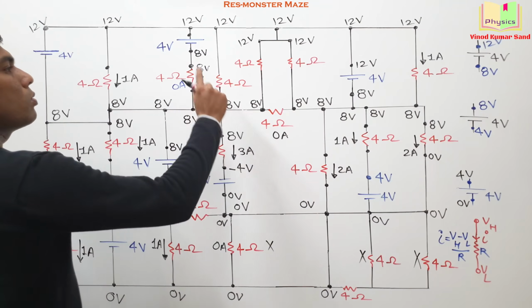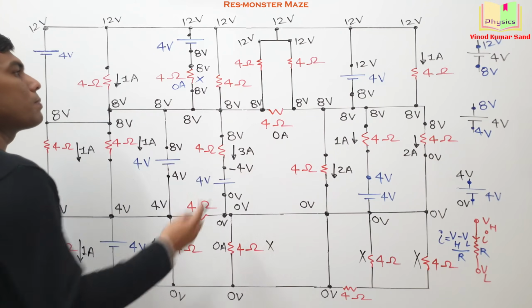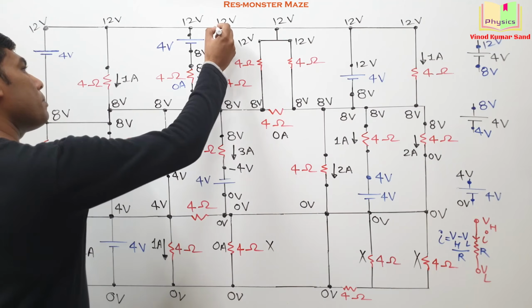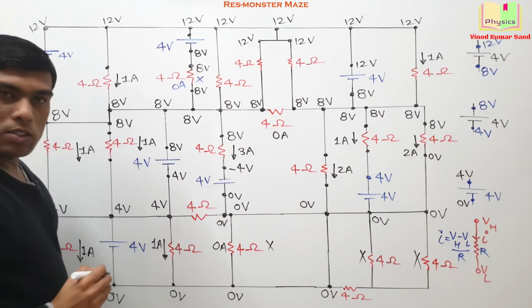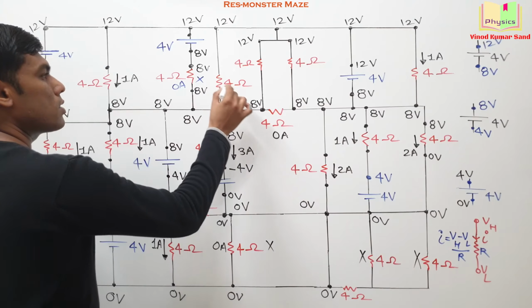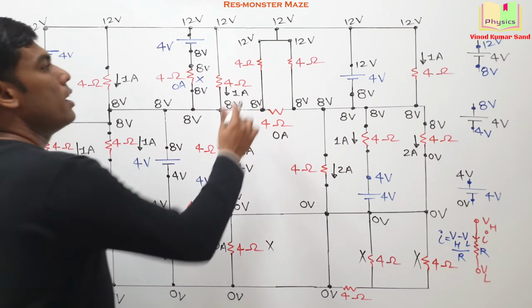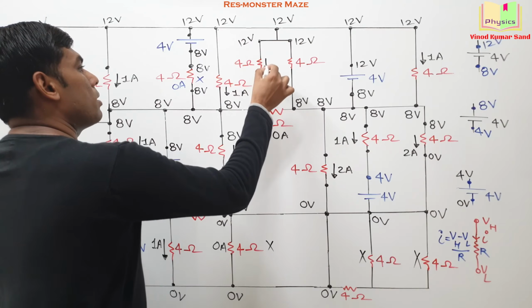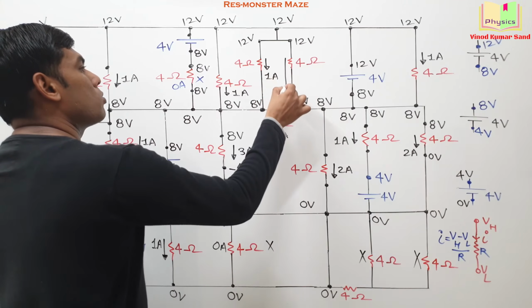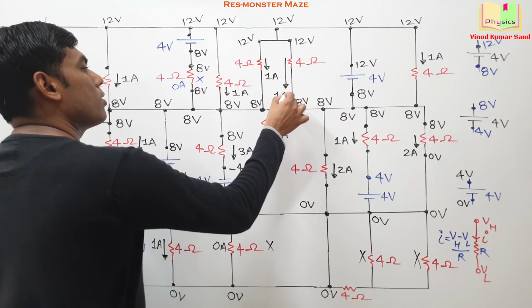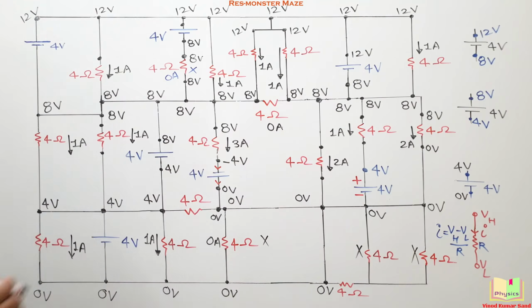Fine. Now looking for this resistance. Here the high potential is 12 volt, low potential is 8 volt. So current through this resistor will be actually 1 ampere. Current through this resistor will be 1 ampere. Current through this resistor will also be 1 ampere.